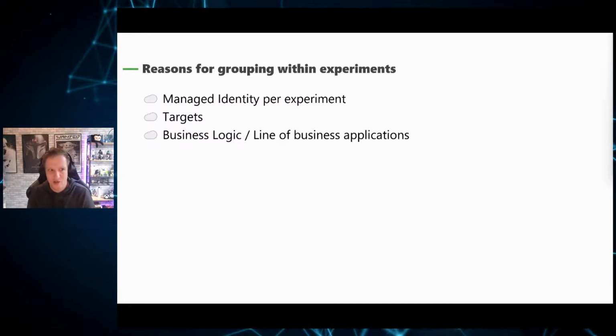Targets and business logic or line of business applications. I think if you logically group your line of business applications within resource groups, so the same types of applications or everything that's related or everything with the same life cycle is in the same resource group, you could probably use the resource group as the grouping. So everything within the same resource group goes into the same experiment, and then you can cause havoc with the steps and the branches that you can configure.